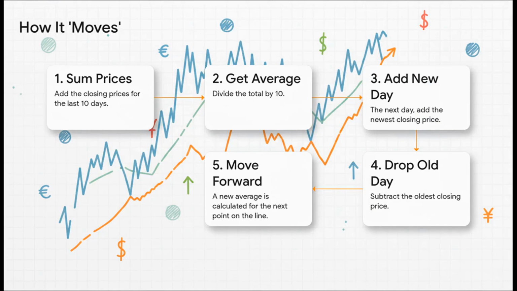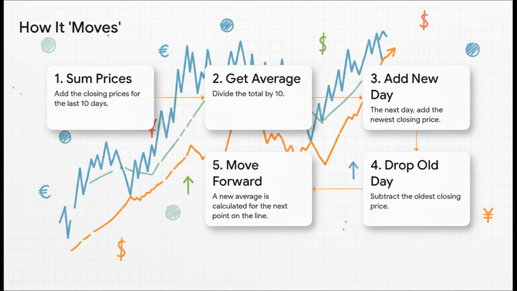Okay, let's make this super simple. Say you want a 10-day moving average. You just add up the closing prices for the last 10 days and divide by 10. Easy. Then tomorrow you do it again, but this time you add the newest closing price and you drop off the one from 11 days ago. And that's it.